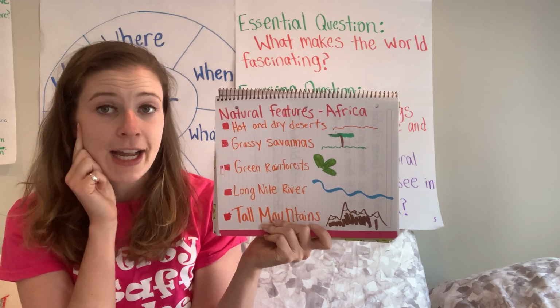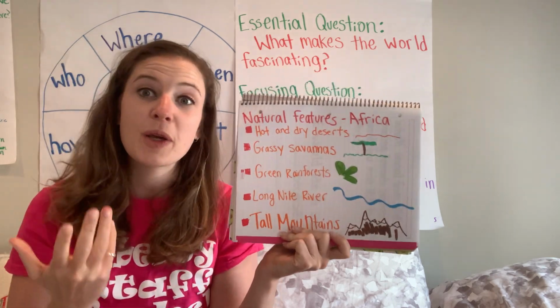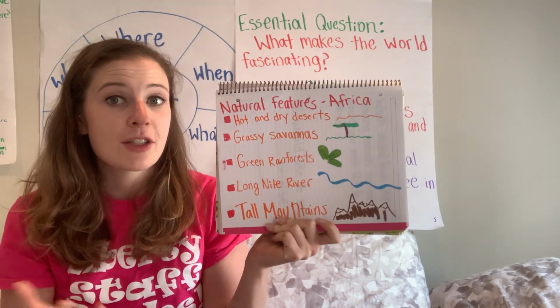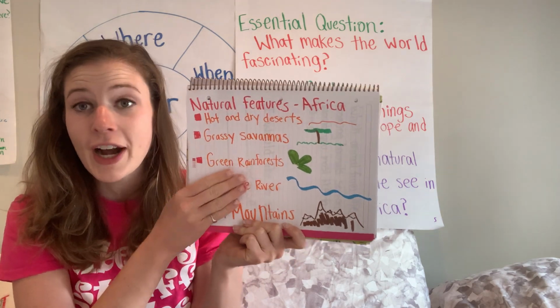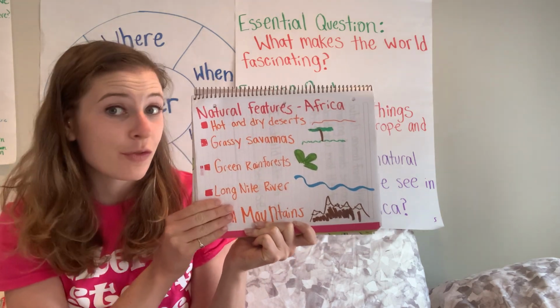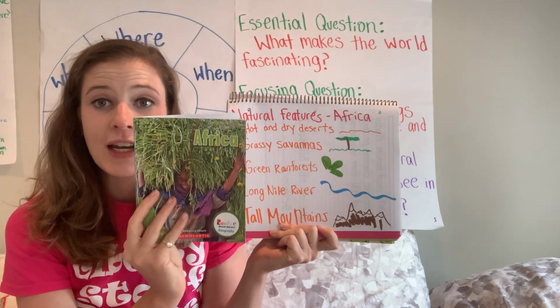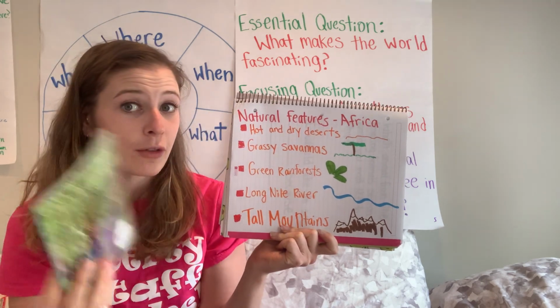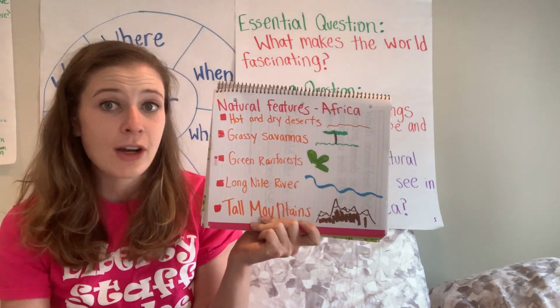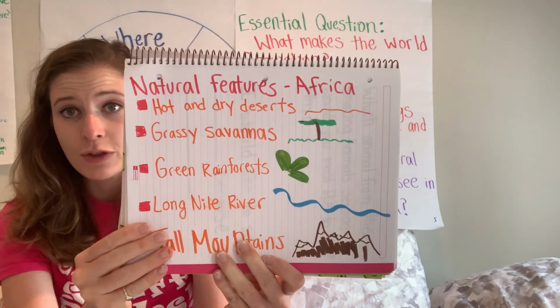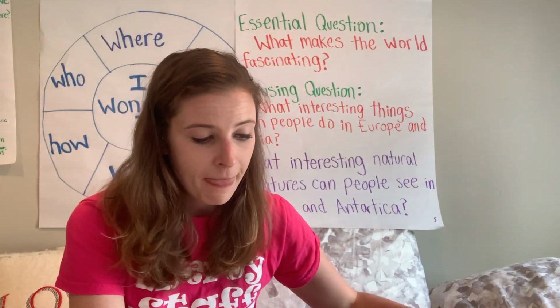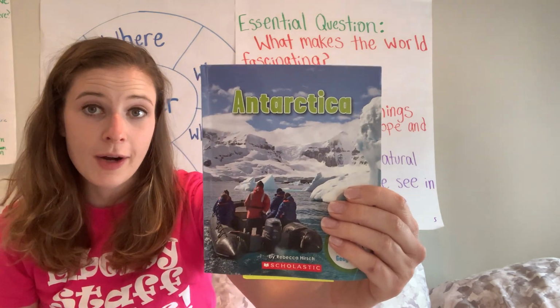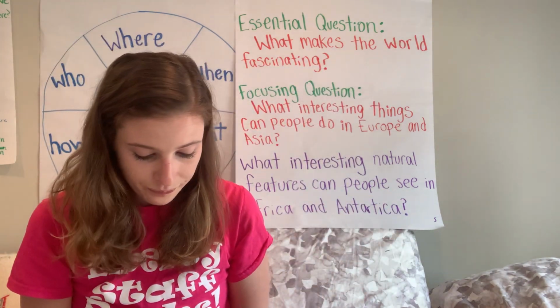This is called an evidence organizer because we're going to go back to this later when we are trying to decide which continent we would most want to visit. So now we have all of our evidence for what natural features were in our Africa book, so we don't have to look through this book over and over again. We can just look at our evidence organizer to help us. Now let's do the same with our book about Antarctica.